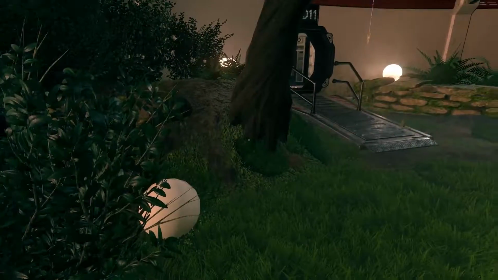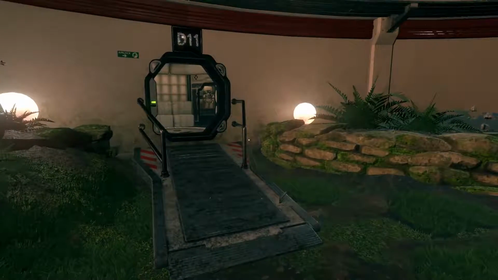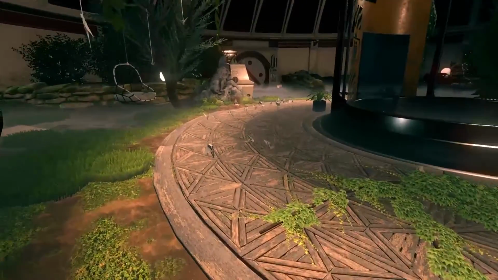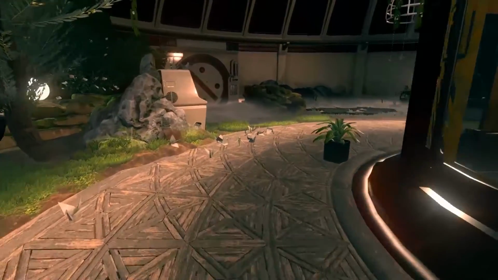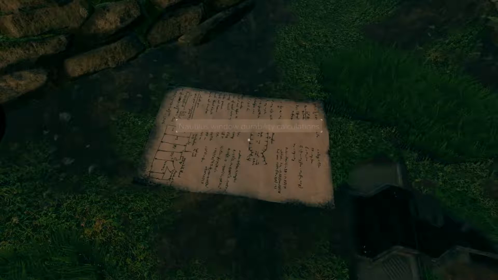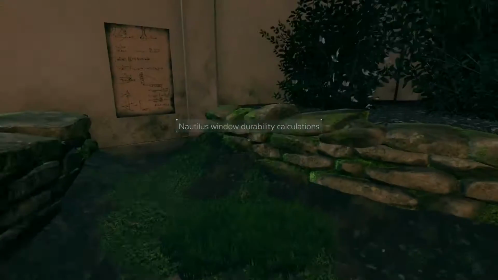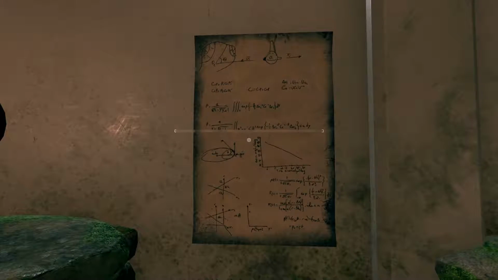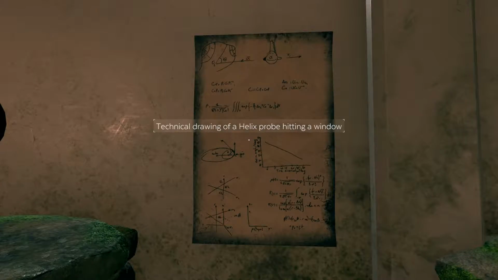Ooh, maybe Johnson isn't dead. Nautilus window durability calculations. Signal drawing of Helix probe hitting a window.